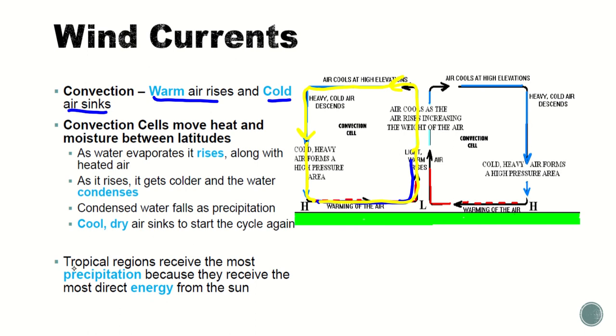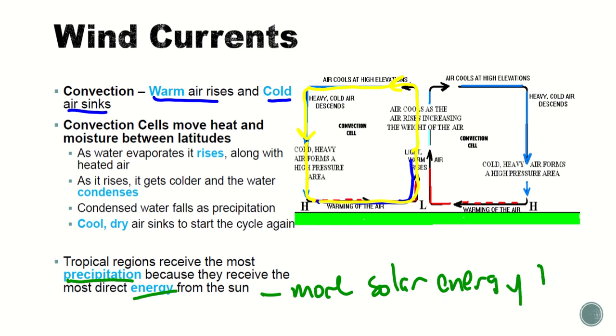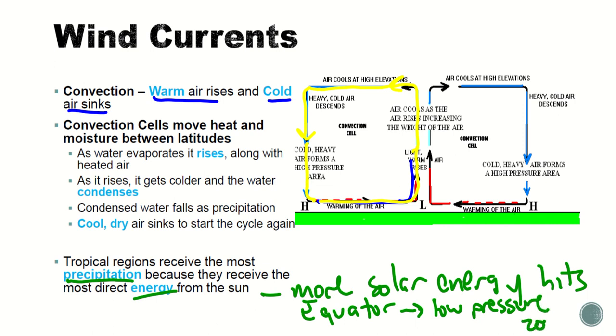Tropical areas receive the most precipitation because they receive the most direct energy from the sun. Because what ends up happening is there is more solar energy hitting the equator. So what that creates is a lot of low pressure zones as a result.